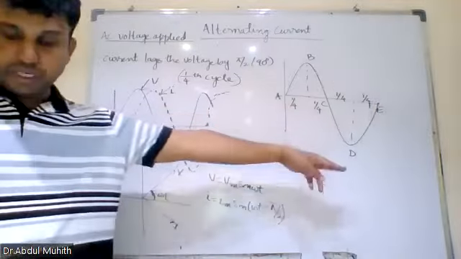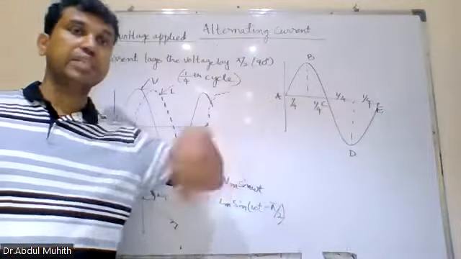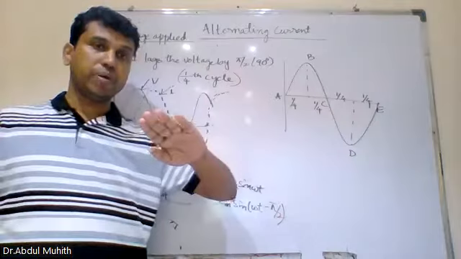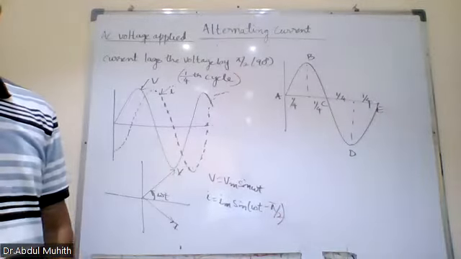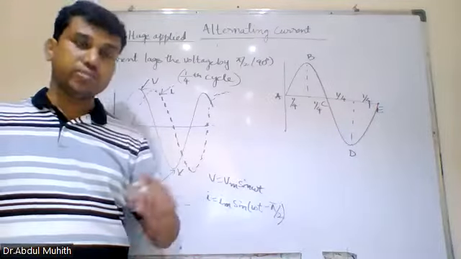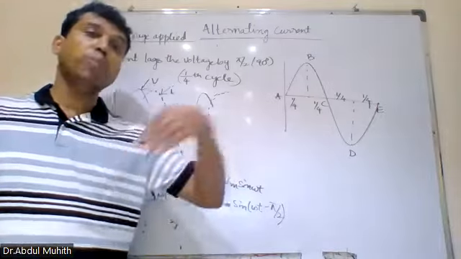Now from C to D, again, what is happening? It's a negative cycle. When I say negative, it means the other direction. The magnetism is applied in the opposite direction, so 0 to minimum. Energy is again absorbed, but here the polarity changes. Magnetization takes place, but in the opposite direction.